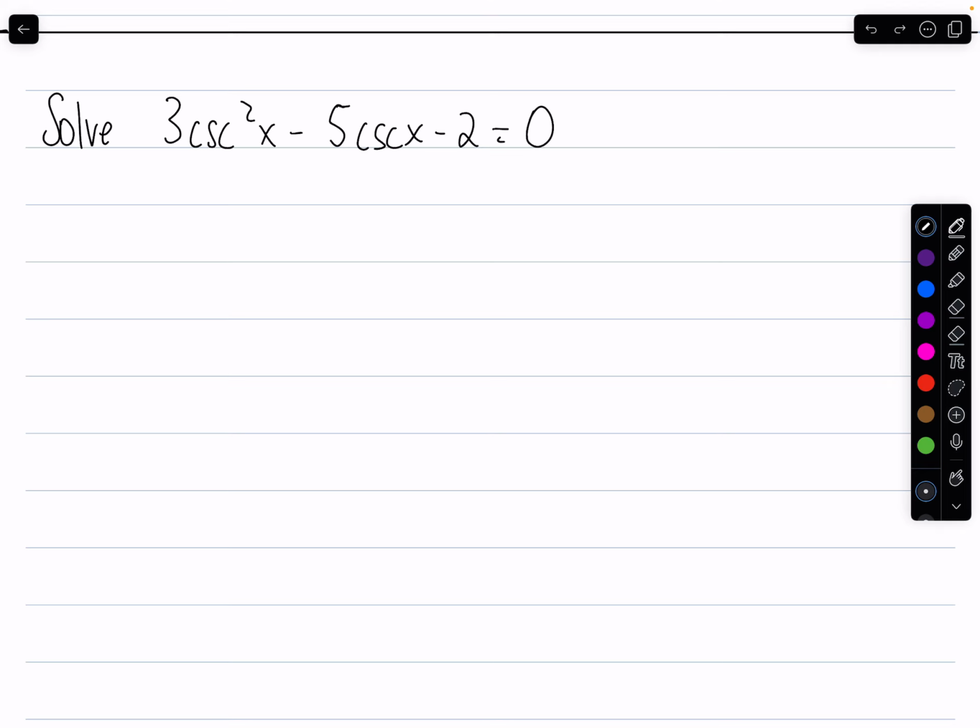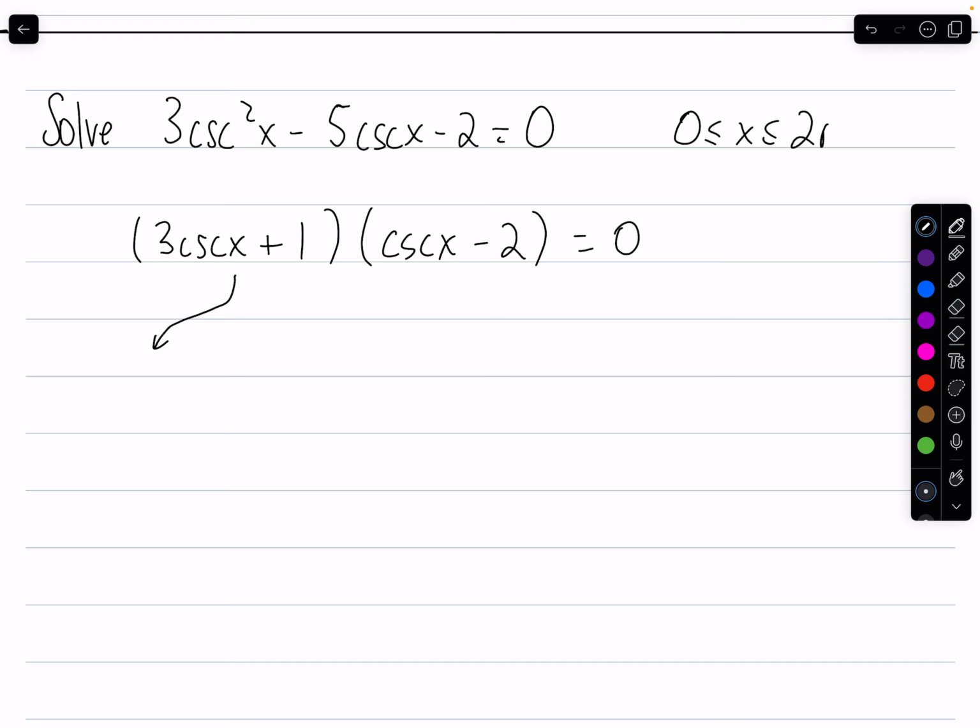So the first thing I want to do is factor this. So I'm going to factor this and say this is 3 cosecant x plus 1 and cosecant x minus 2 equals 0. And we're going to solve for each of these one by one. Mind you, I forgot to write it here, but this question is in the interval 0 to 2 pi. So for this first part, I'm going to solve 3 cosecant x plus 1 equals 0. Cosecant x is equal to negative 1 over 3, which means now this is where that extra step comes in.